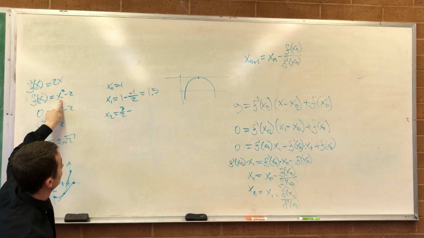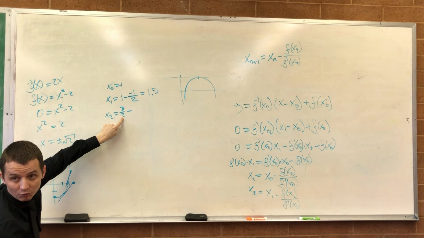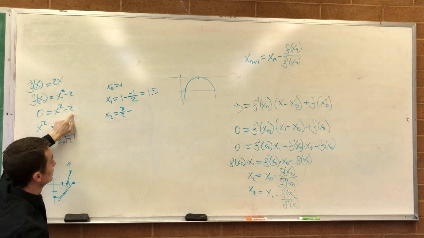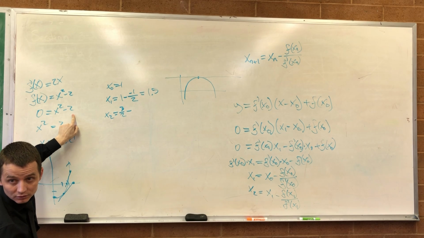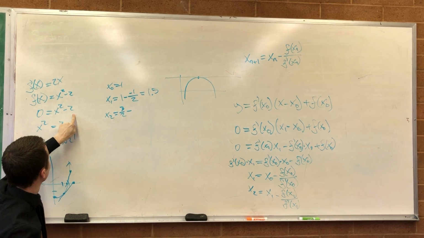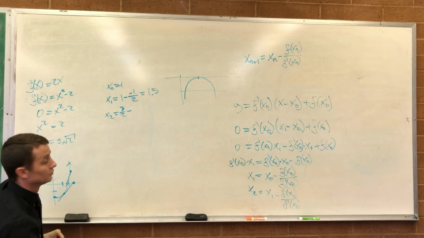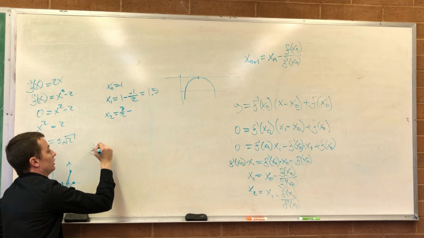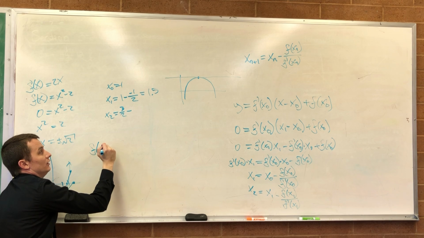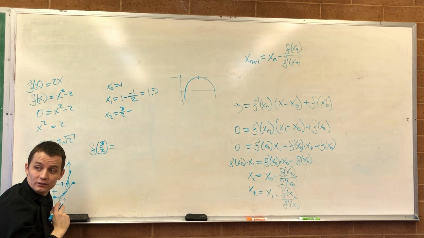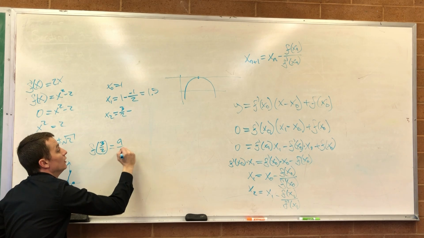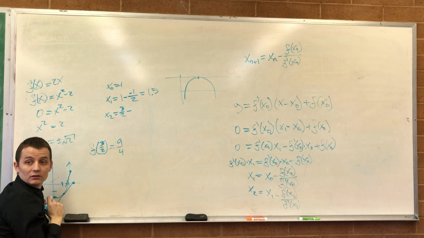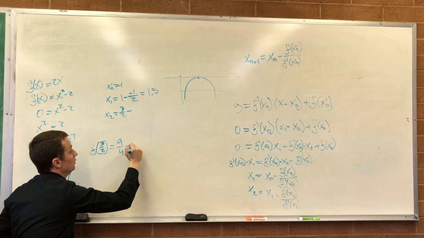1.5 squared. So 9/4 minus 8/4. Did I do that right? Wait, isn't 3/2 squared just 3? So we're looking for f of 3/2, right? Yeah. So that's going to be 3/2 squared minus 2. Oh, you're right.